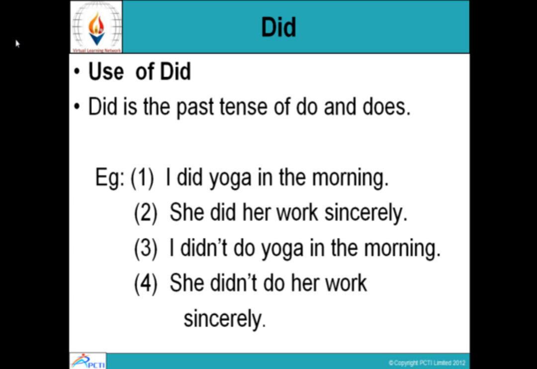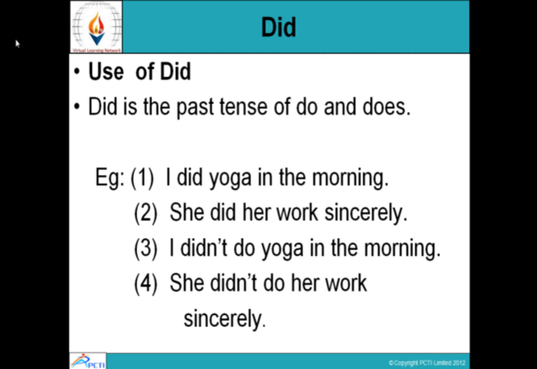Now, did is the past tense of do and does. Let's see examples. I did yoga in the morning. She did her work sincerely. I didn't do yoga in the morning. She didn't do her work sincerely. Here, we did not use did twice. Did has been used only once.